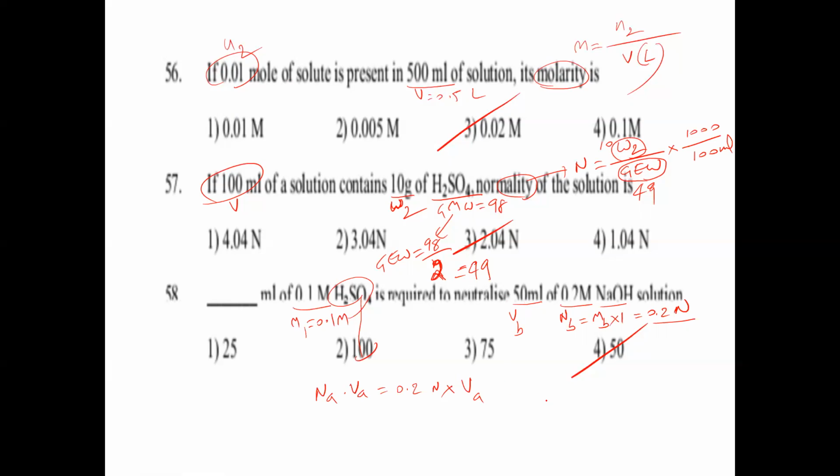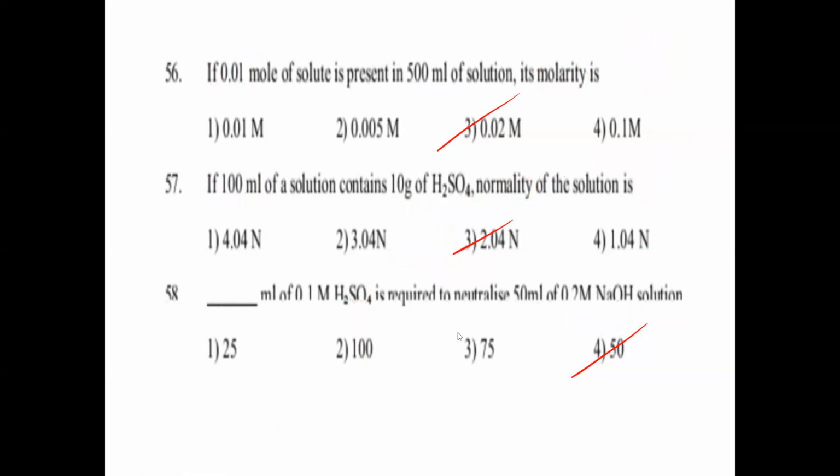So what they said here is that the acid is neutralizing the base. That means which formula do we have to apply? NaVa must be made equal to what? NbVb, because neutralization reaction means the number of equivalents of acid must be equal to the number of equivalents of base. So we need Va. Va is equal to NbVb by Na. Okay, this formula we applied. Then the answer is 50 ml. 50 ml of H2SO4 is required in this case.